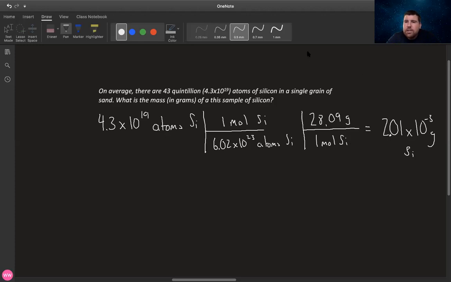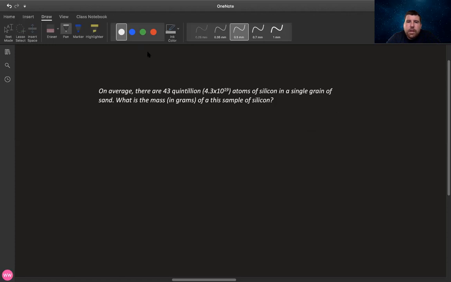And as far as sand goes, it's not made of just silicon atoms. There are also oxygen atoms and sometimes even carbon or nitrogen in them. So we're going to go ahead and clear this up. We're going to move on to the next problem here.